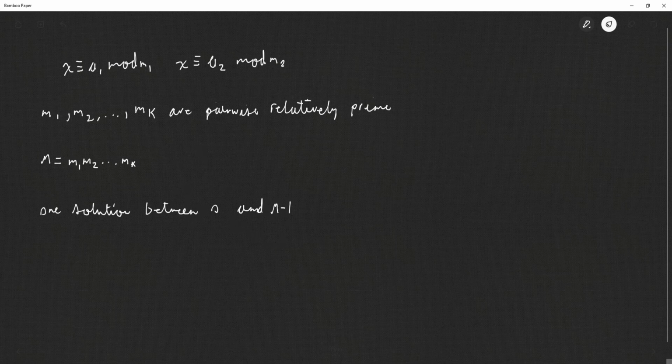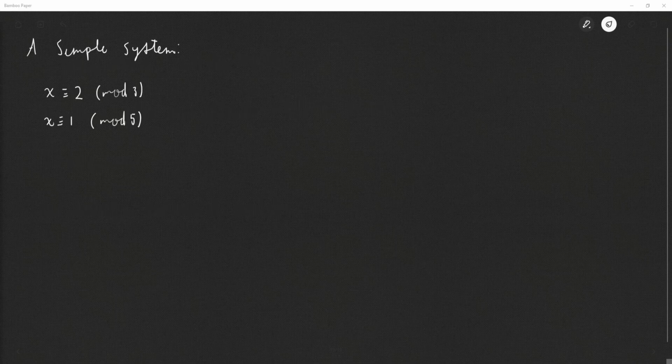So now let's actually solve some examples. We're going to start off with a simple system, being x is congruent to 2 mod 3 and x is congruent to 1 mod 5. We're going to do this a cheat way just to get the idea of what we're doing. All the numbers that are 2 modulo 3 are going to be 2, 5, 8, 11, 14, 17, and keep going. And then the way that we would do the guess and check method would be just by checking which one is 1 mod 5.